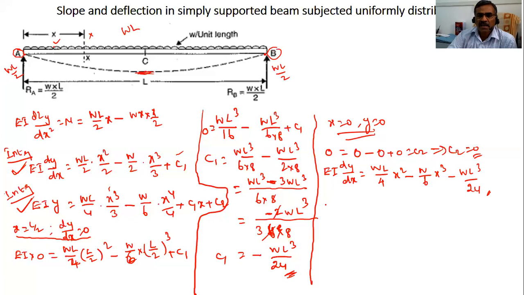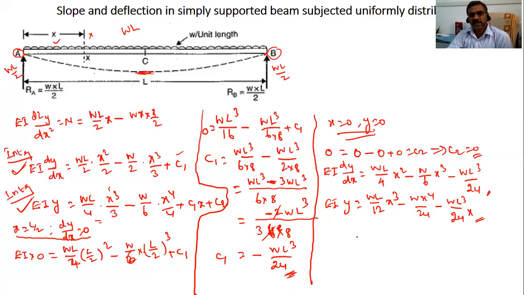Similarly, the deflection equation is EI into y is equal to W L by 12 x cube, minus W x power 4 by 24, plus C1 into x. But C1 is minus W L cube by 24, so minus W L cube by 24 x, and C2 is equal to 0. So this will be the equation.